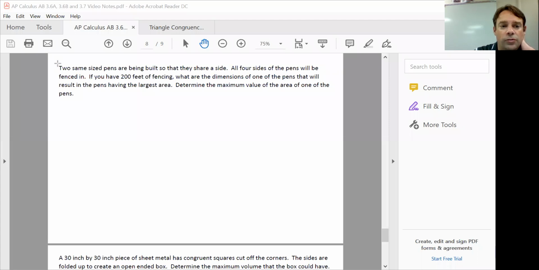All right, so we have two same size pens, and they share a side. So let's see, how did we set it up? Two same size pens, and they share a side. So that means both of these are congruent rectangles. They share a side. So whatever this is, that's what this is. So I have 4x's here, and then I had 4y.